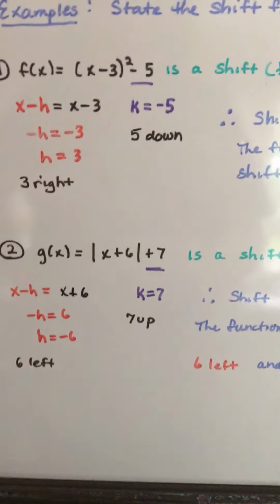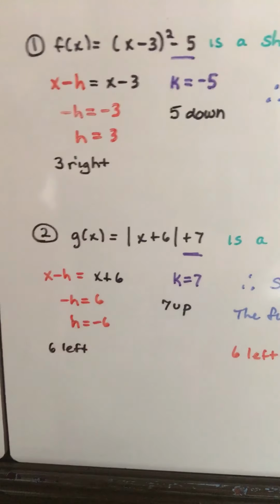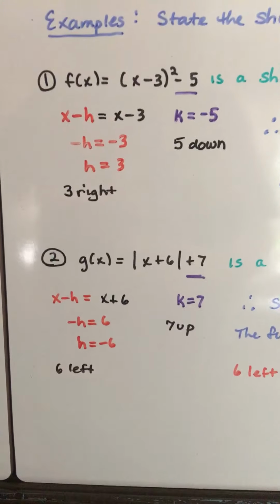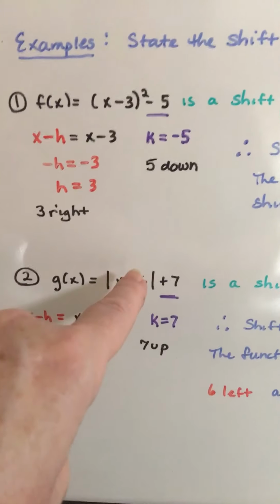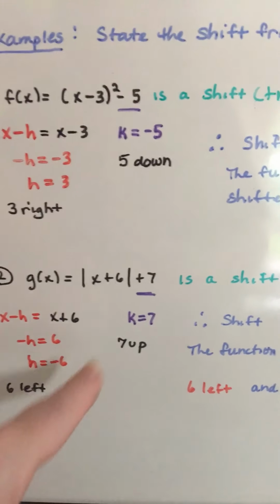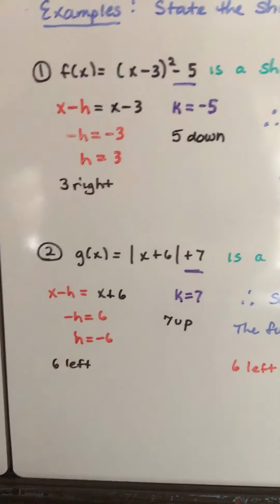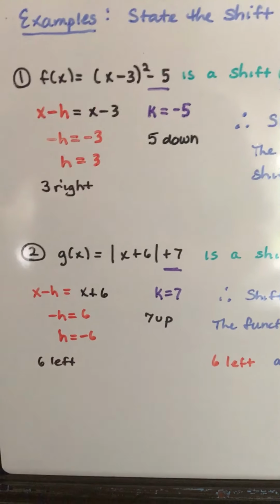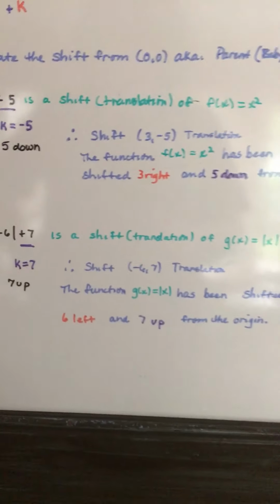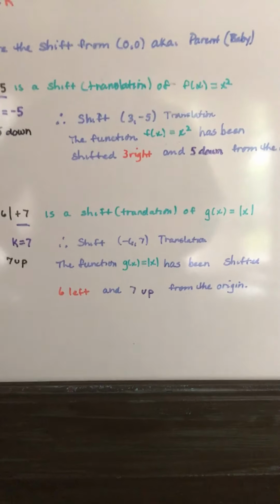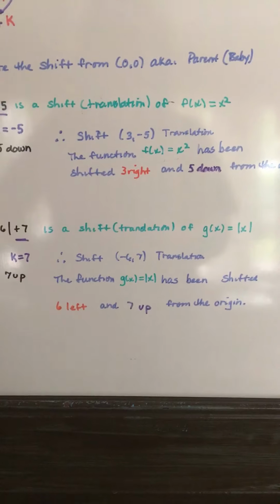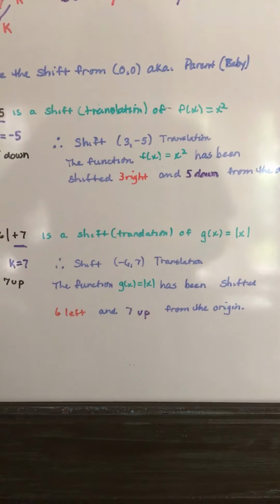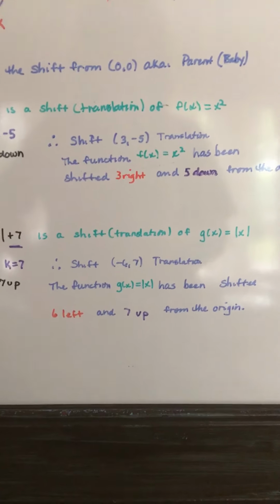Now let's look at an absolute value function. Notice I show you, technically you're saying x minus h equals x plus 6. My h is negative 6. Notice it's always the opposite. K is what you see. A negative 6 means 6 left. A positive 7 means 7 up. So when I ask for the translation or shift, it's (negative 6, 7). So the function g of x equals absolute value of x has been shifted 6 left and 7 up from the origin.